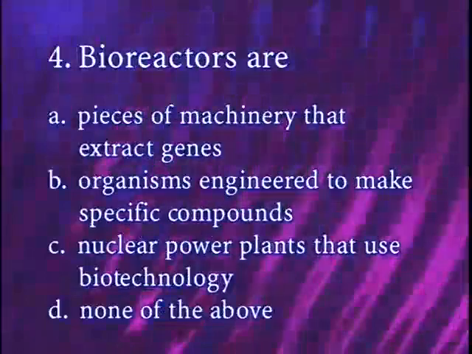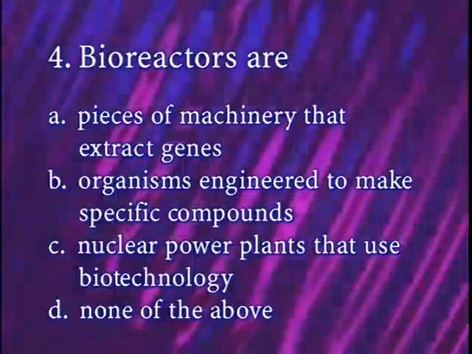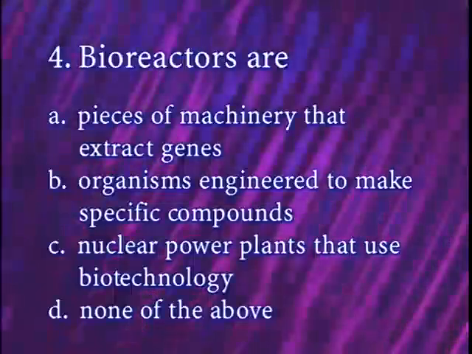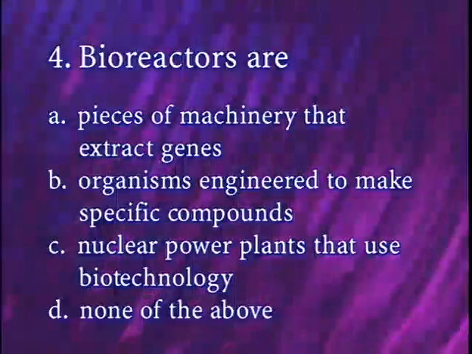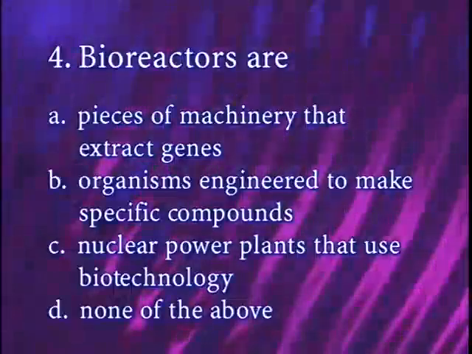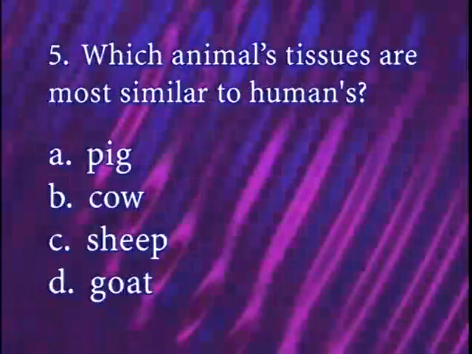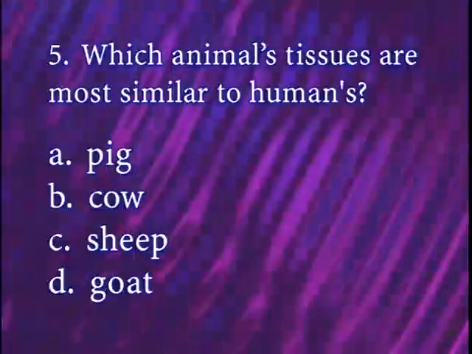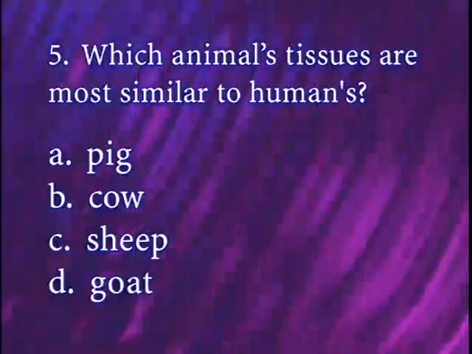Bioreactors are A. Pieces of machinery that extract genes. B. Organisms engineered to make specific compounds. C. Nuclear power plants that use biotechnology. D. None of the above. Which animal's tissues are most similar to humans? A. Pig. B. Cow. C. Sheep. D. Goat.